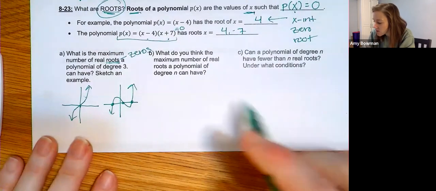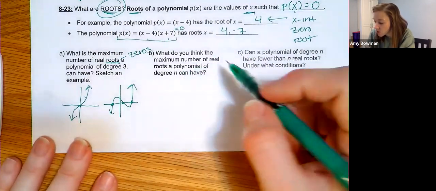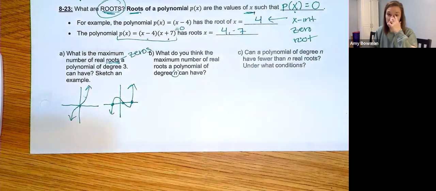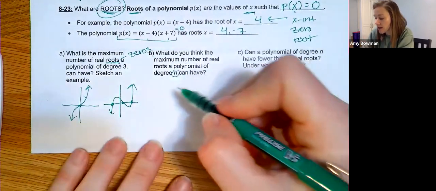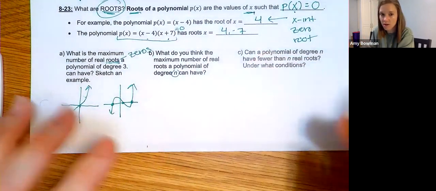All right, so let's talk about a polynomial of degree n. So let me give you a couple of examples. Let's say I had a 5th degree polynomial.